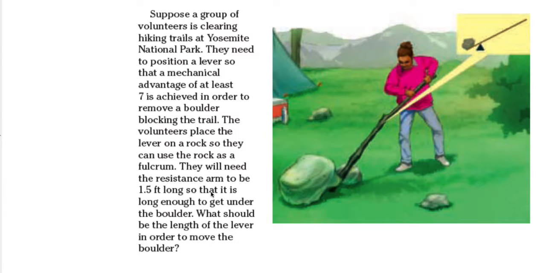Again, they will need that resistance arm to be 1.5 feet long, because that is the length. Let me show you what that means. From here to there, that's your resistance arm, and this is your fulcrum right here. So this becomes your LR, and from the fulcrum to there will be your LE. This is the length of the effort arm, and this is the length of the resistance arm. What should be the length of the lever in order to move the boulder?